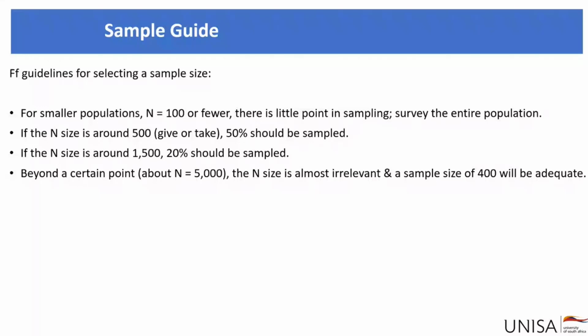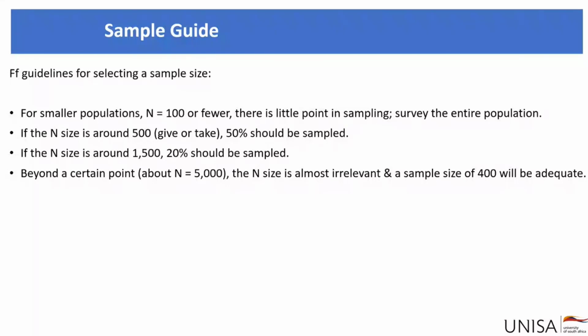If the size, for instance, is around 1,500, you can do 20% of the sample in there. That gives you about 300 or so of the population that you can sample. So remember, a sample is a representative of the population. So if you have done the sampling frame, the 300 could really look like the 1,500. However, beyond a certain point, such as a population size of 5,000 or more, the population size is almost irrelevant at that level. And a sample size of 400, therefore, can be adequate.